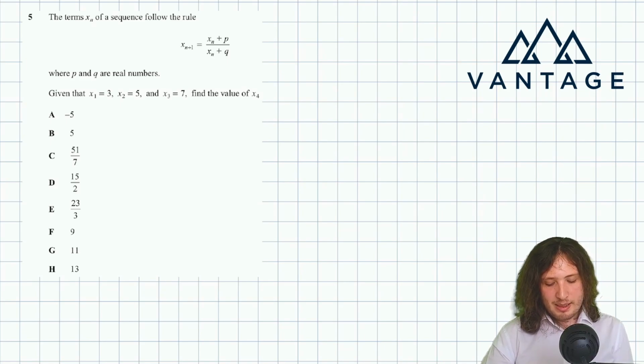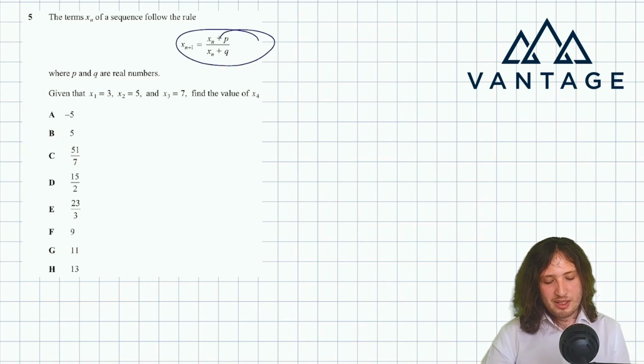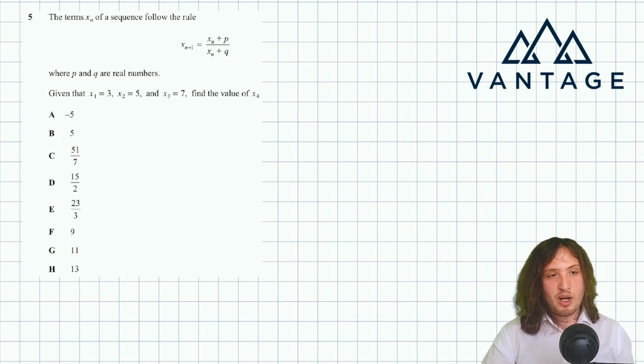Presumably, this information is going to let us try to figure out what p and q are, and then once we know p and q, I can use this result along with the fact x3 is 7 to generate x4. So let's jump in. I mean, the fact that x1 is 3 doesn't really tell us anything because x1 is the starting point. It doesn't come from the recursion. But I then learn by plugging x1 equals 3 in that x2, which we're told is 5, must be equal to x1 plus p over x1 plus q.